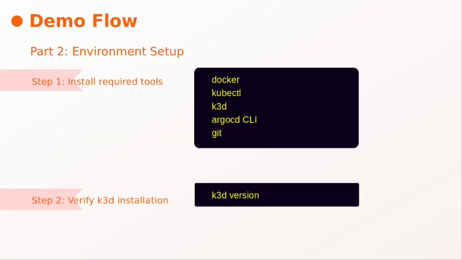Part 2. Environment Setup. Before building the system, you need to prepare your local environment with essential tools. These include Docker for containerization, kubectl for interacting with Kubernetes, K3D for running lightweight clusters, the ArgoCD CLI for managing deployment, and Git for version control. After installing, it is important to verify that K3D is working correctly. This ensures you can create and manage local Kubernetes clusters without issue.